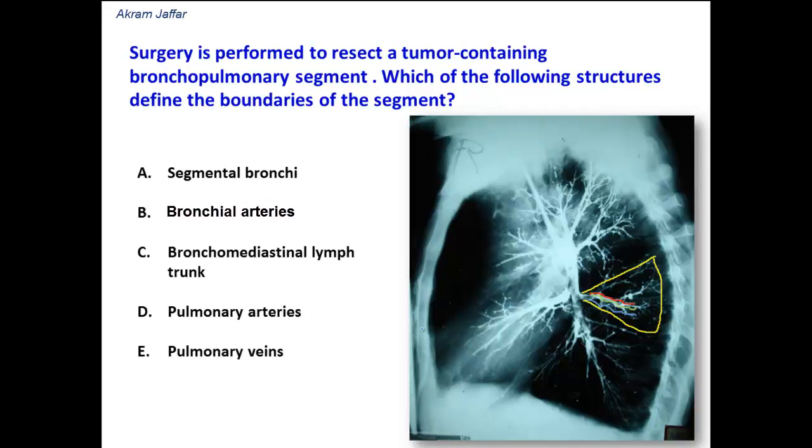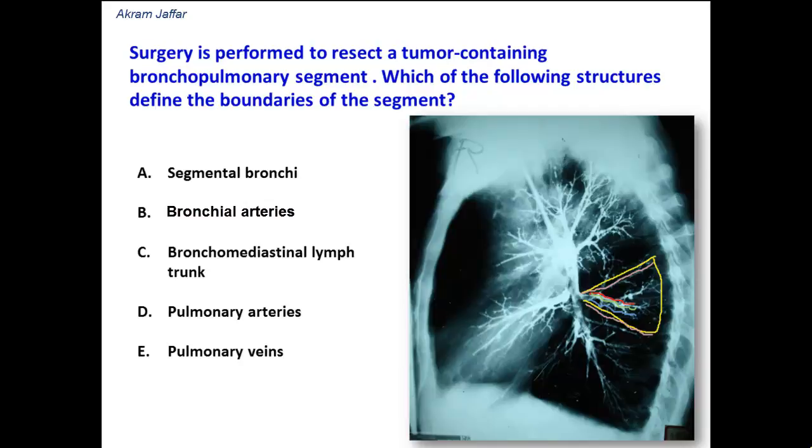But the pulmonary veins, they are intersegmental in their location. They carry oxygenated blood back to the heart, but they are intersegmental in their location. And so each of these tributaries of the pulmonary veins drains more than one segment, adjacent segments.